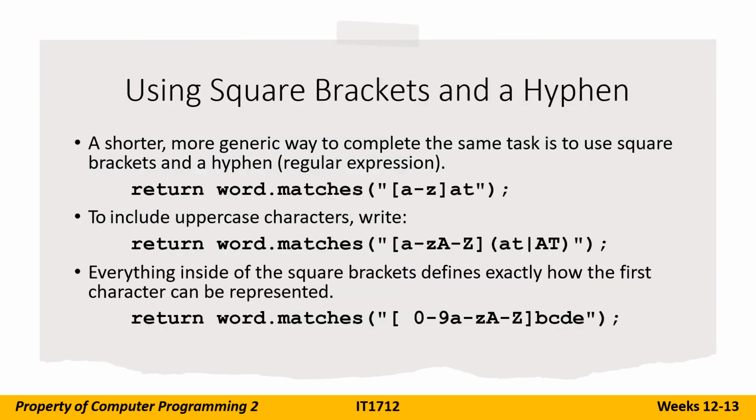Using square brackets and a hyphen is a shorter, more generic way to complete the same task. Regular expression: return word.matches("[a-z]at"). To include uppercase characters, return word.matches("[a-zA-Z]at"). Everything inside of the square brackets defines exactly how the first character can be represented. Return word.matches("[0-9][a-z]...").